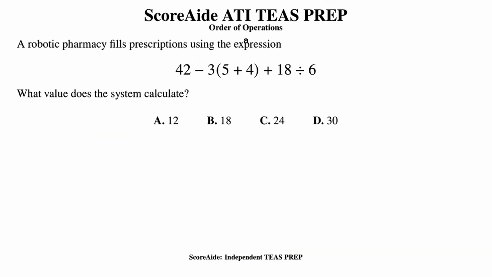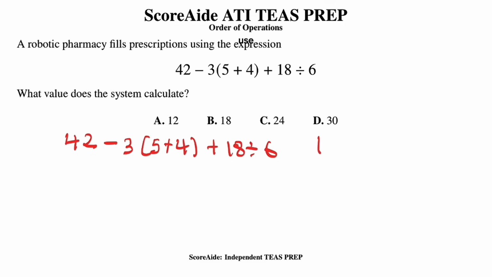A robotic pharmacy fills prescriptions using the expression. So we have that expression. What value does the system calculate? Right? So we have 42 minus 3 into 5 plus 4 plus 18 divided by 6. Right? Now let's see what happens here. We need to use PEMDAS, the order of operations, right?